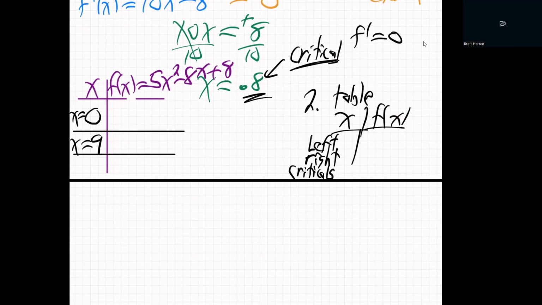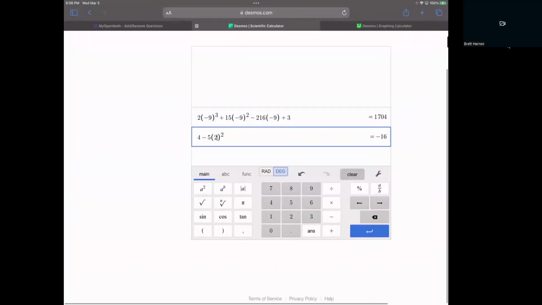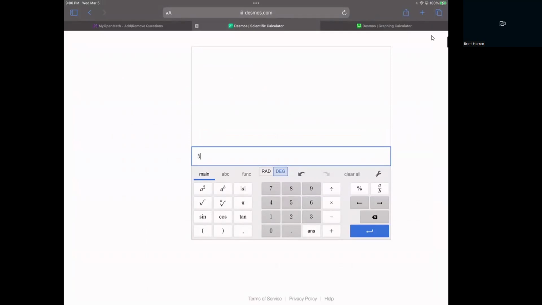And then the criticals. What was our critical? x equals 0.8. That was our only critical, right? So just plug those into the function. Literally, I'm just going to plug in x equals 0, x equals 9, x equals 0.8, and find out what I get. So 5x squared minus 8x plus 8.